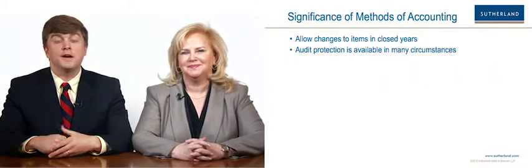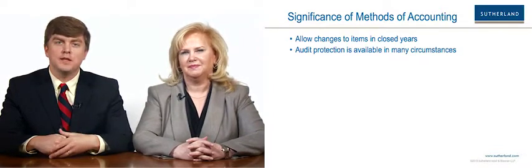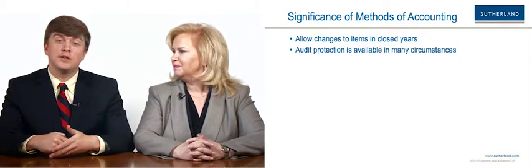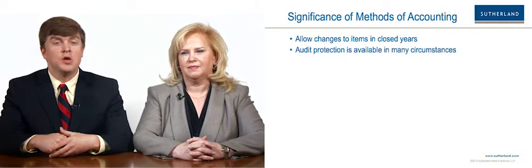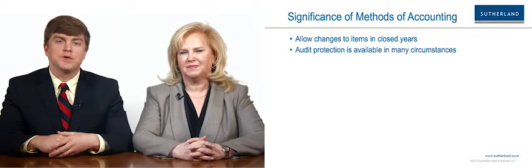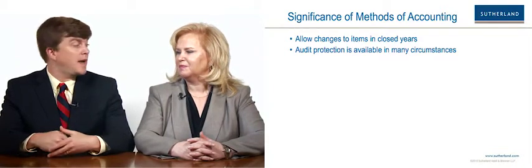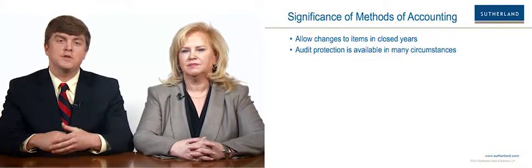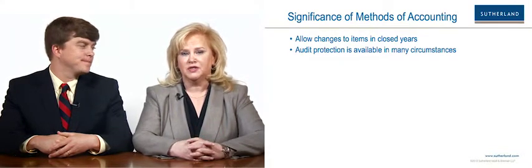Exactly. And a huge benefit of methods of accounting is that they allow taxpayers to go back into closed years and make changes to income recognition or deductions that they might have missed taking in previous tax returns. Normally, when a taxpayer files a tax return after the statute of limitations has passed, if a deduction opportunity has passed, they no longer can take it. With a method of accounting, they're able to look back into those closed years and make such changes. Unfortunately, of course, the IRS can do the same thing.